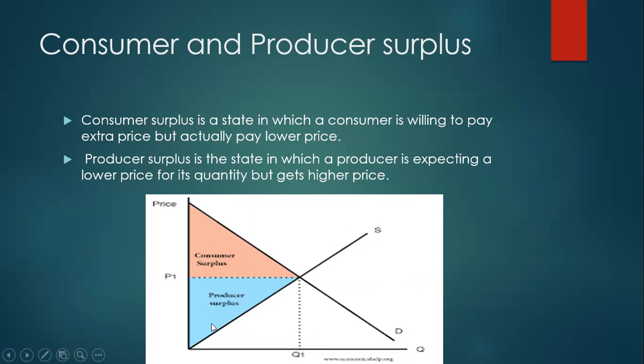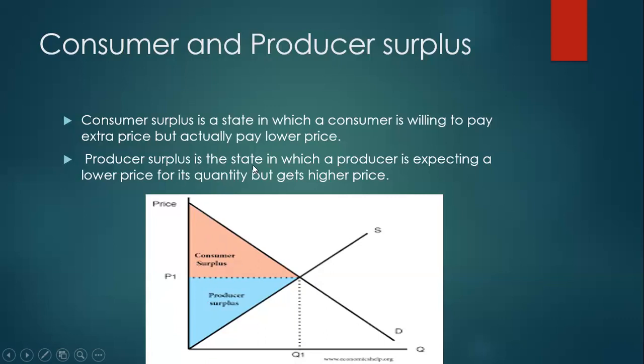And why is it so? It is because the demand is high and the price is low. The price is low and the demand is high. It leads to the consumer surplus.